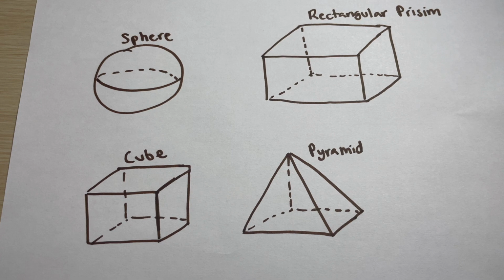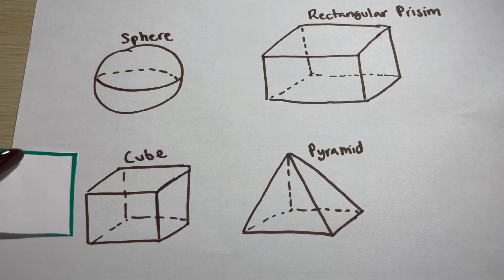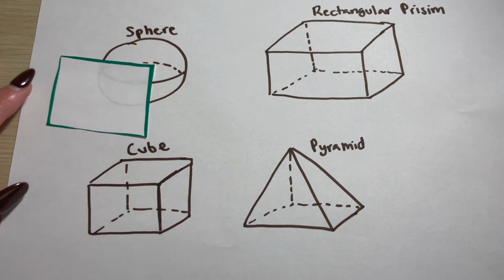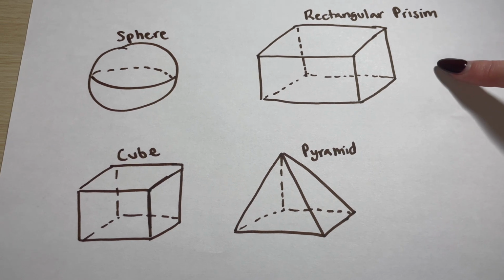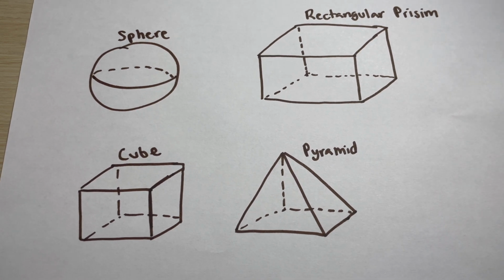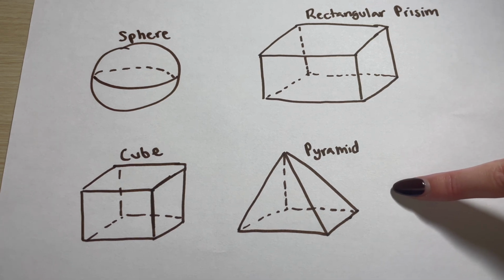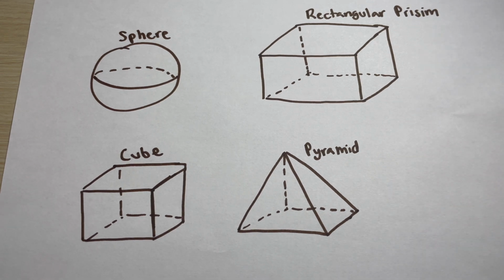We also have some other 3D shapes that are basically solid 2D shapes. For example, a cube is a three-dimensional version of a square. Here are those two next to each other. Here's the square and here is the cube. Next we have a rectangular prism, which is basically a three-dimensional version of a rectangle. We also have a pyramid, which looks like this, and is a three-dimensional version of a triangle.